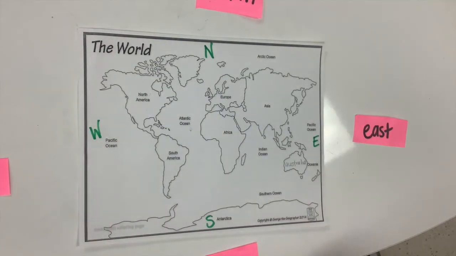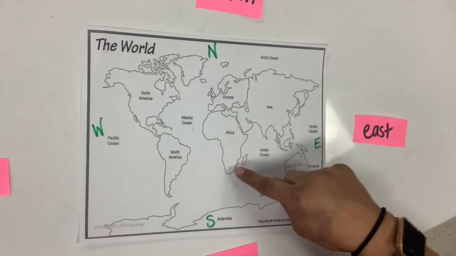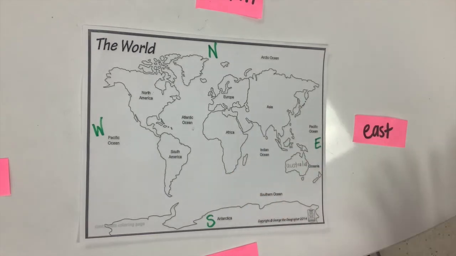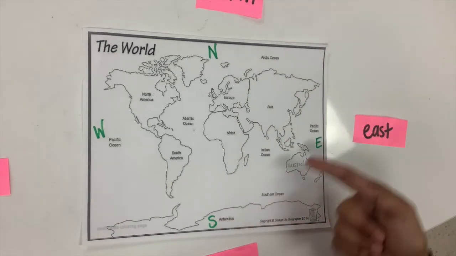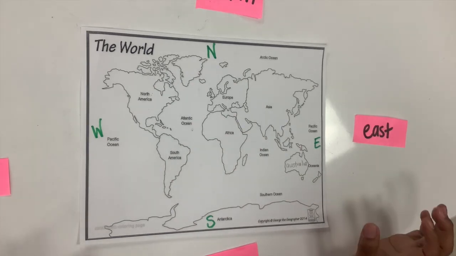That means it's west. And this way, friends, if you ever want to play this game with somebody at home, is Asia north or south? Is Africa east or west? You can do so because now you have the markers. Friends, you just created your own compass on your map. How cool is that?